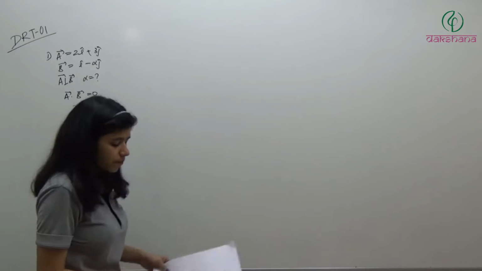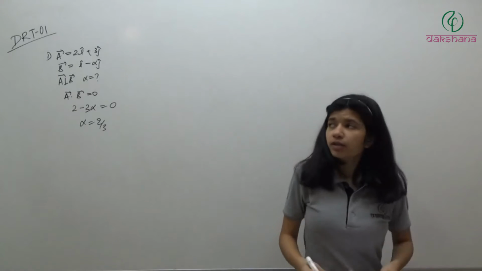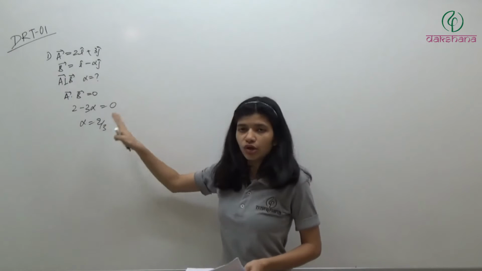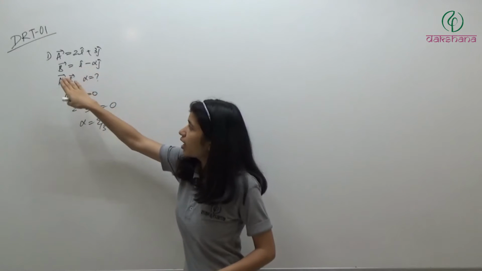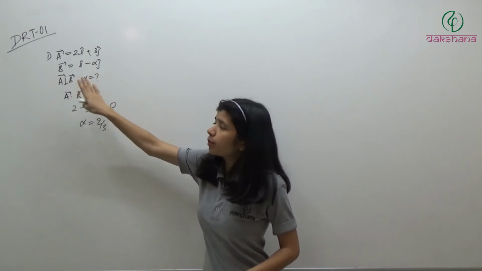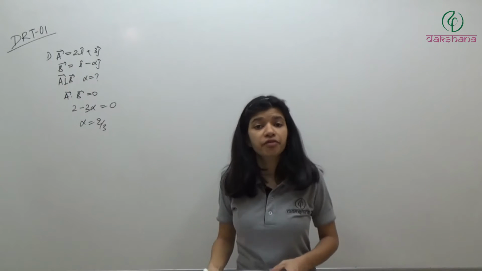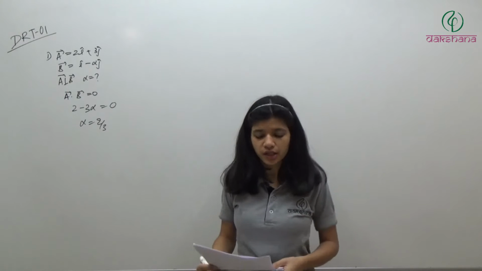Very simple question, correct? So here you don't have to write all these things. Even without writing you can solve this problem. Just look at A, B, take A dot B in your mind and then equate it to 0. Simply you can do it in 15 seconds, just 15 seconds, clear?